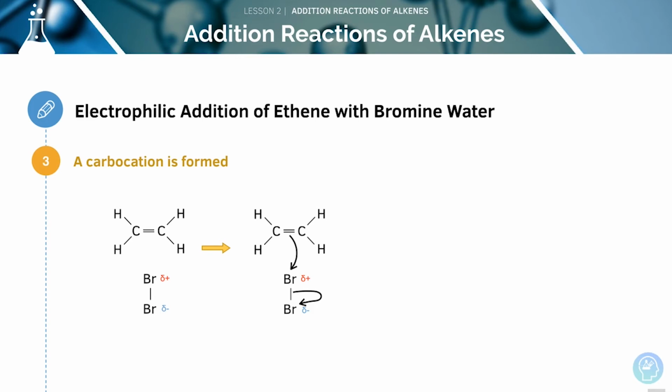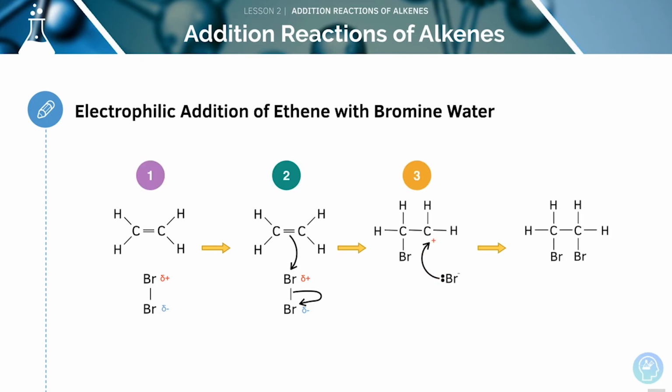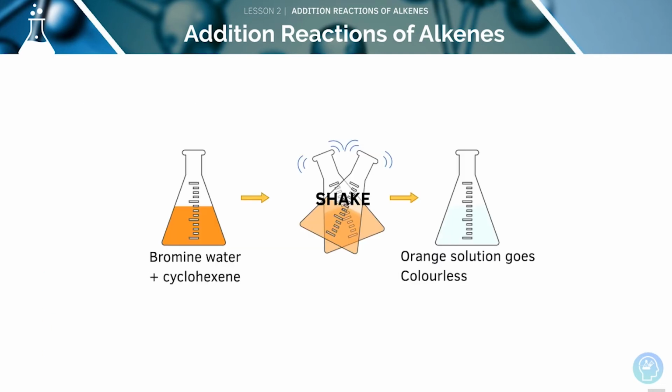This is what the process looks like. And this is the whole thing step by step. Again, here is a reminder of the test for alkenes where an orange solution goes colourless.